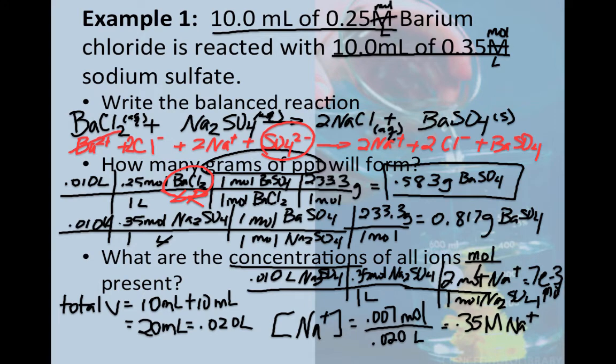So I'm going to keep track of that up higher because I'm going to need the room to write the next one. So the concentration of sodium ions was 0.35 molar. Let's work through the next one.